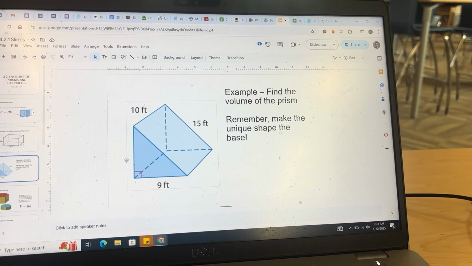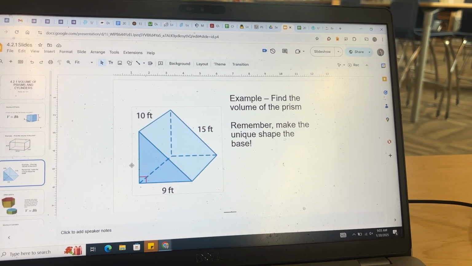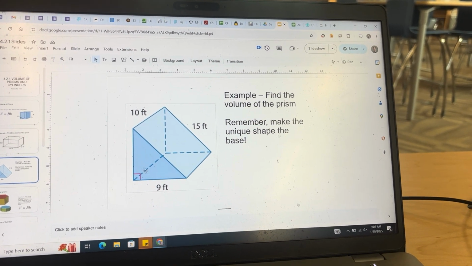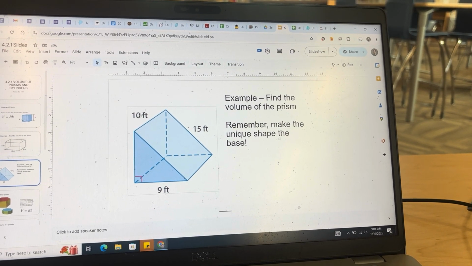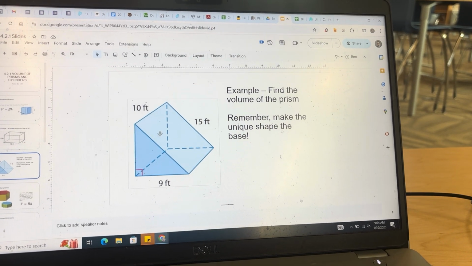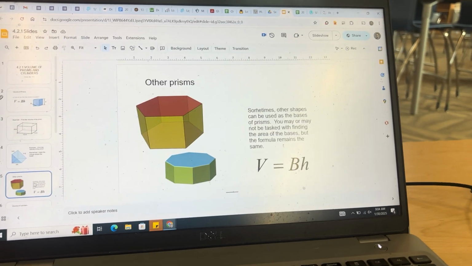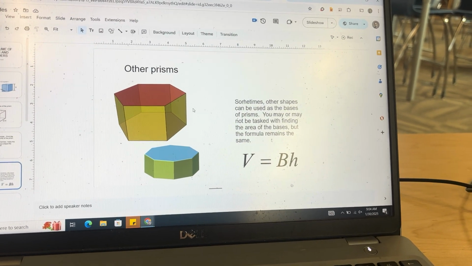So 9 times 12, and then cut in half. I could multiply 9 times 12 and then divide by 2, but I can just take 12, divide by 2, that's 6. 9 times 6 is 54. So the area of the triangle is 54. I multiply that by the 10 feet between them, and that's going to be 540 for the volume of this triangular prism.